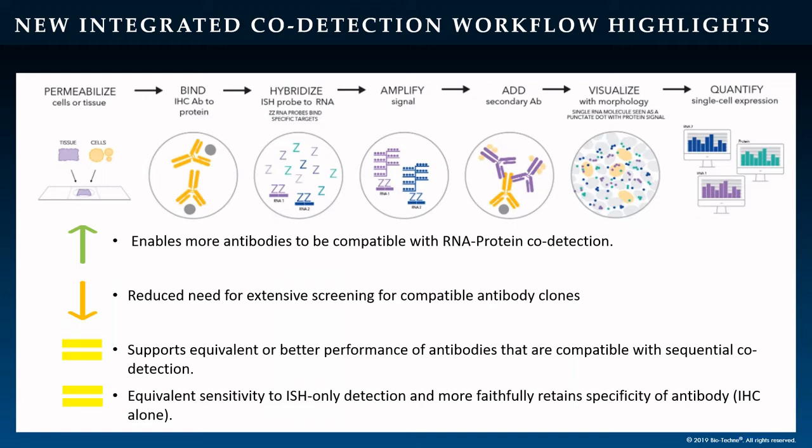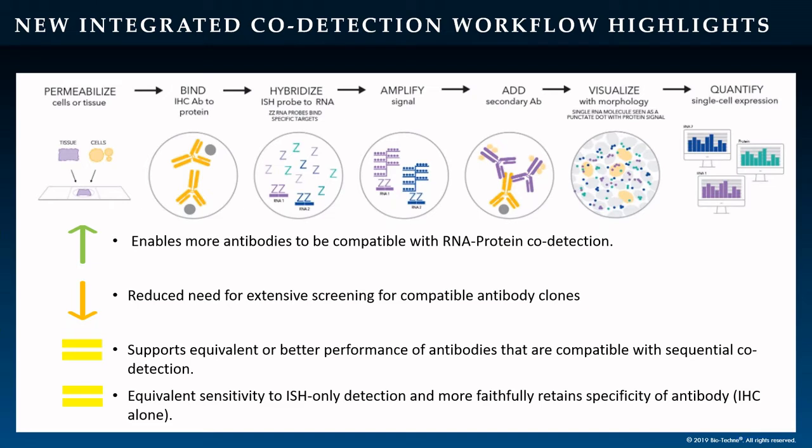Previously, our customers that did perform dual ISH-IHC ran the RNAscope assay first and then followed it by the antibody detection, and then looked at both the RNA and antibody in the same tissue section. But what we noticed was with that previous workflow, there were a lot of antibodies that were losing their signal due to the pre-treatment that you have to use for the RNAscope assay. So ACD developed this new integrated co-detection workflow that allows for a more extensive screening of compatible antibodies, and it allows you to retain that protein signal after doing your RNA detection.